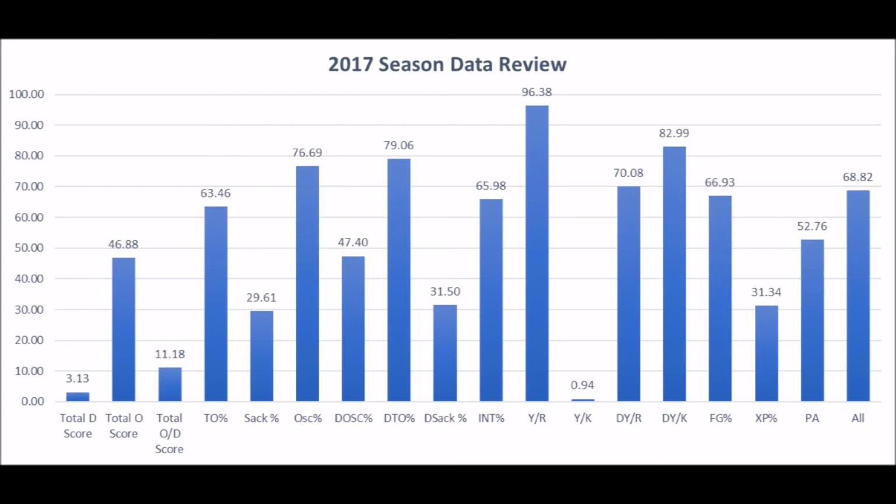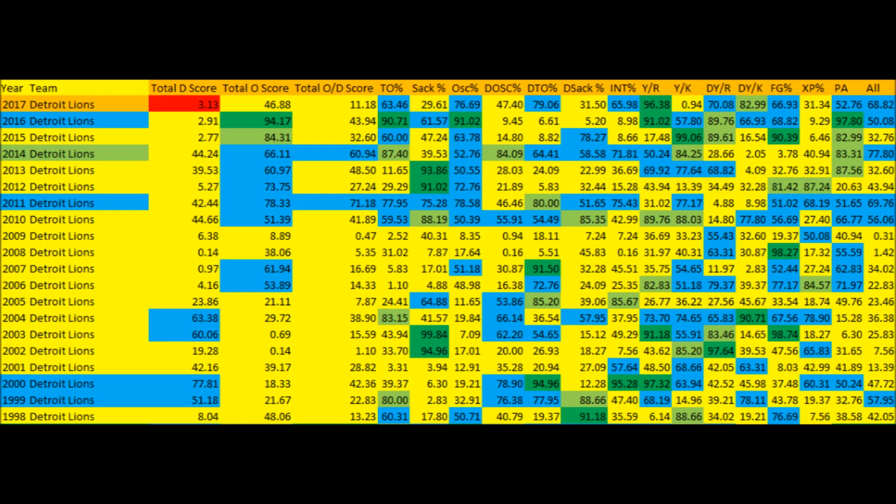Now, when you look at this Lions team compared to every Lions team since 1998, lots of areas where they kind of regressed was on offense in many ways. Their turnover ratio, they turned the football over a lot more this year compared to 2016. They allowed more sacks this year compared to 2016 as well. The ability to put points on the board also regressed.